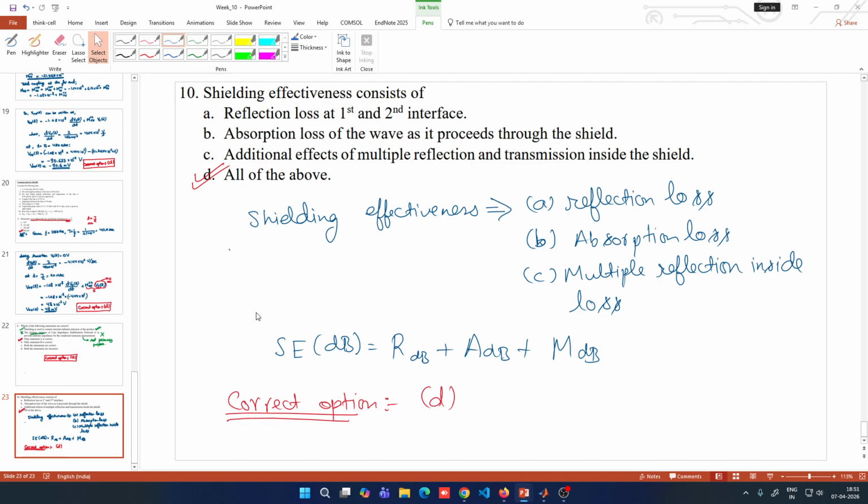And in question number 10, shielding effectiveness consists of. We have seen in the lectures that shielding effectiveness consists of R, A, and B. It consists of reflection loss, absorption loss, and the multiple reflections, that is B, happening inside the sheet or the metal. So always a good conductor is used as a shielding material. So the correct option is all of the above. I hope this is clear.